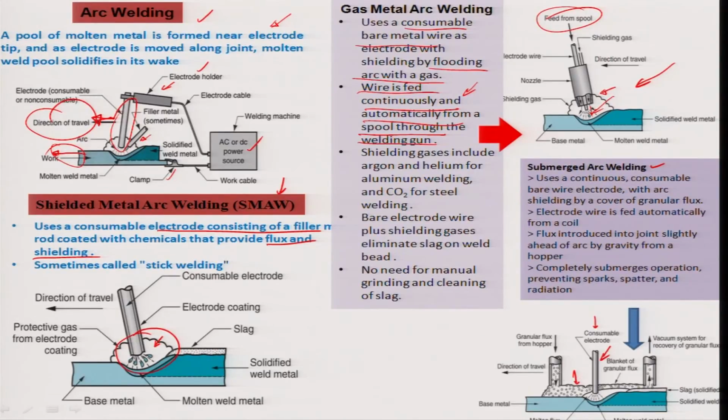This is the flux that is being dropped from a hopper which is ahead of the electrode, and is used to flood the area in which welding is continued. The electrode wire is fed automatically from a coil, and a flux is introduced into the joint slightly ahead of the arc by gravity from the hopper. It completely submerges the arc operation, prevents any kind of spatter or radiation, or even oxidation of the material which is being melted, and joins the surfaces together.